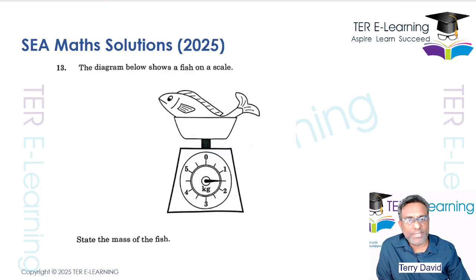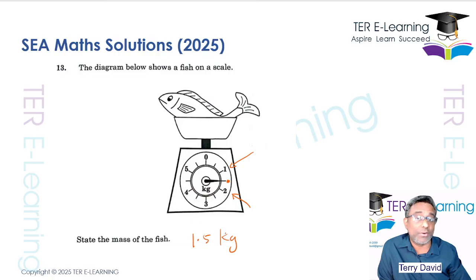For question 13, we want to find the mass of the fish. Well, this is a scale here, and the scale is in kilograms. So this here is 1, this here is 2. And if you notice, the reading is between 1 and 2. So this here is going to be 1.5 kg, or you could say 1.5 kilograms.